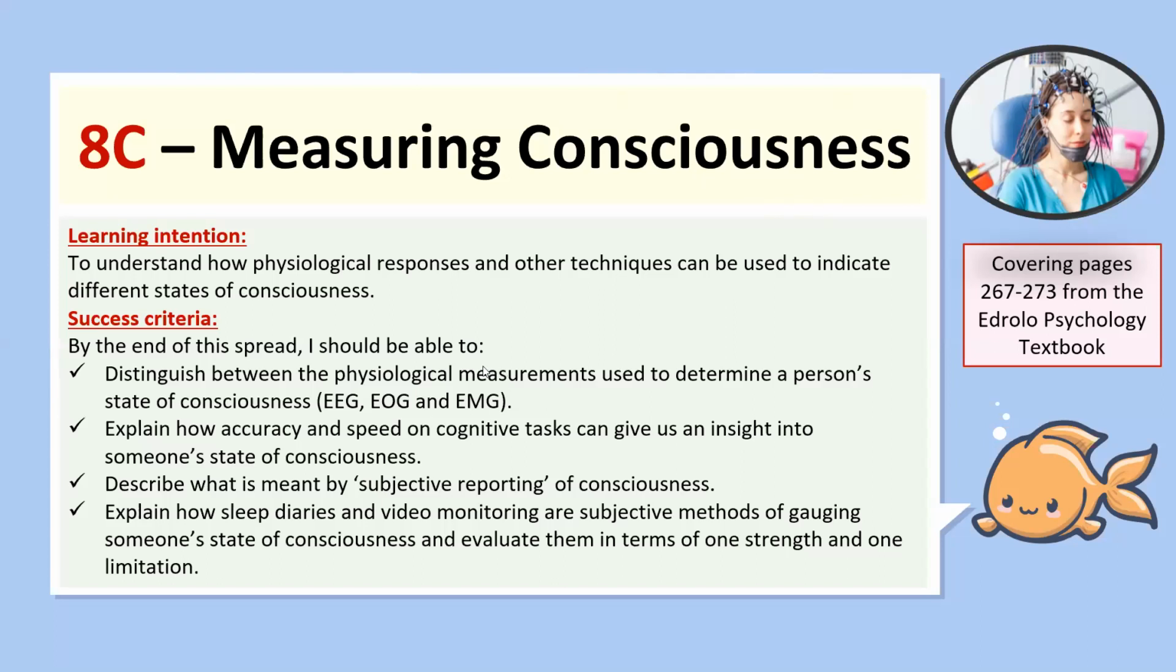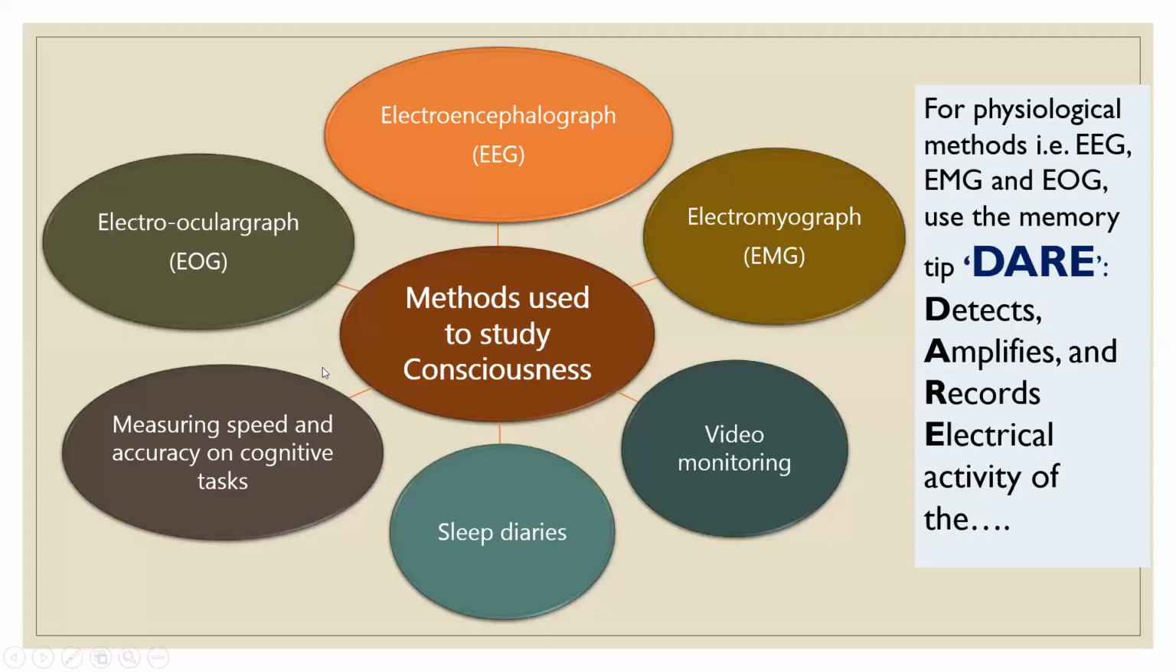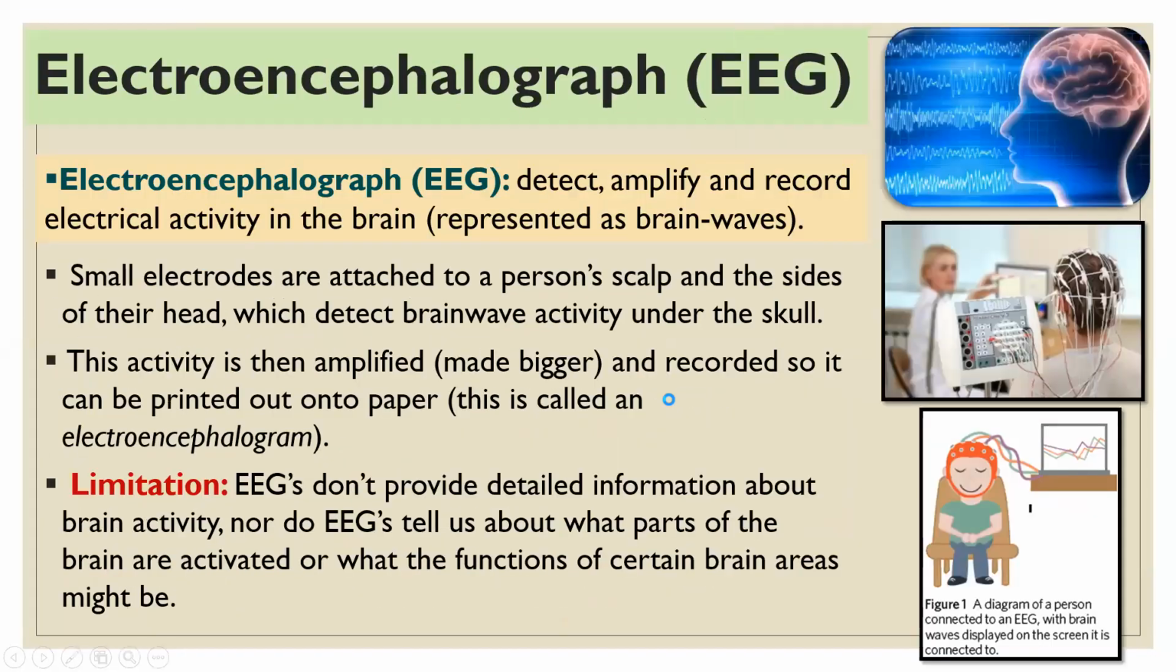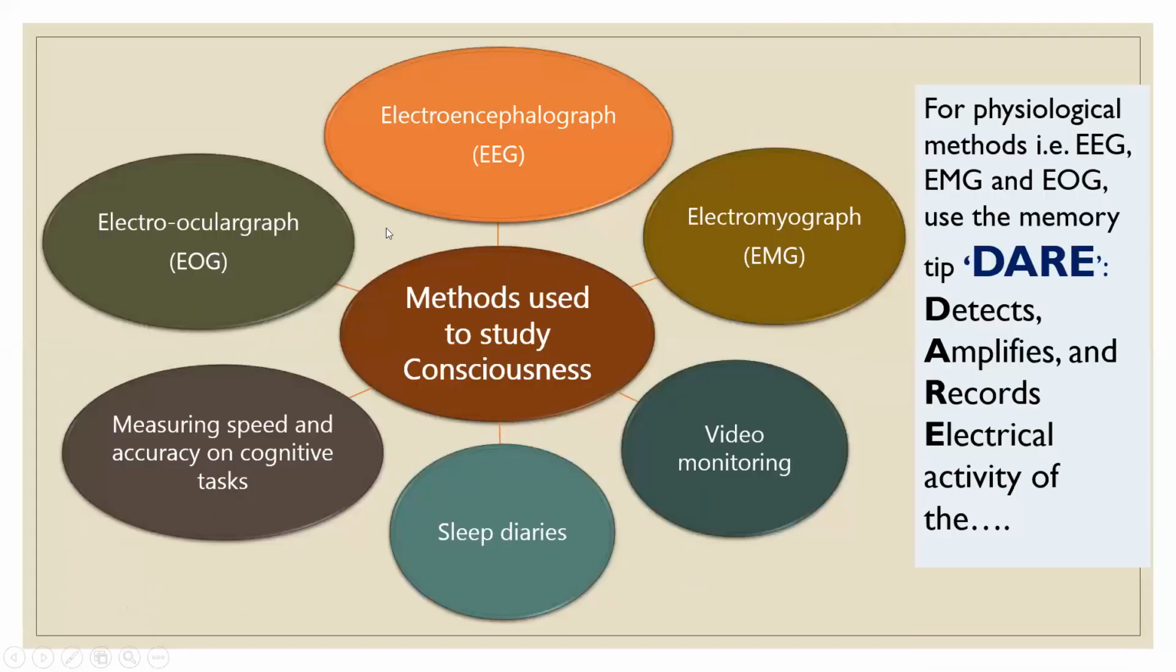Okay, so today we're going to learn about a few different devices, and we're also going to learn about subjective ways in which a person can report their consciousness as well. So we're going to learn about physiological measurements as well as objective and subjective measurements. This is kind of like a summary of what we're going to go through today. So these are the methods used to study consciousness.